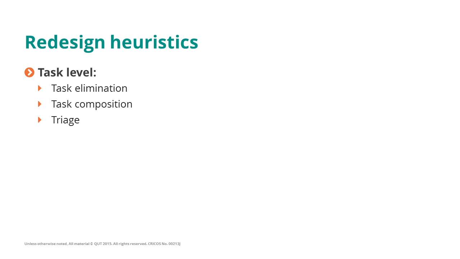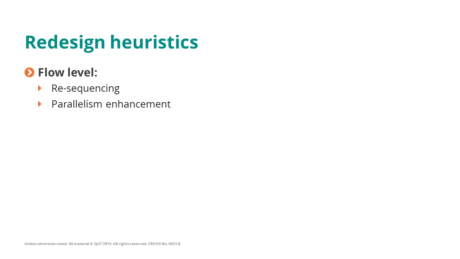In the second category, we have flow level redesign heuristics, such as being able to resequence tasks in a process in order to strike certain trade-offs, or to parallelize certain tasks, make them from sequential to parallel.